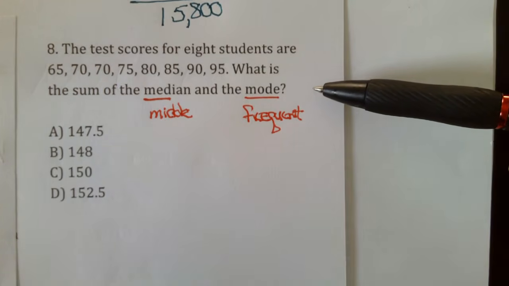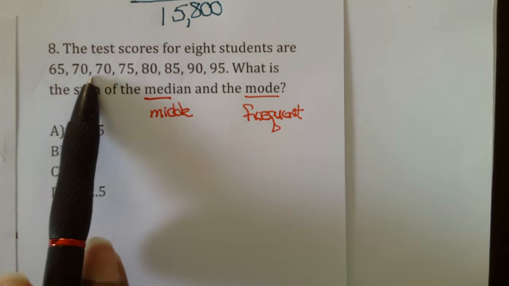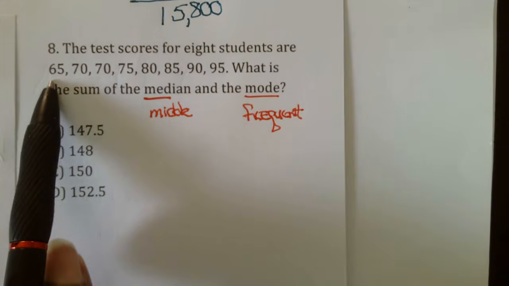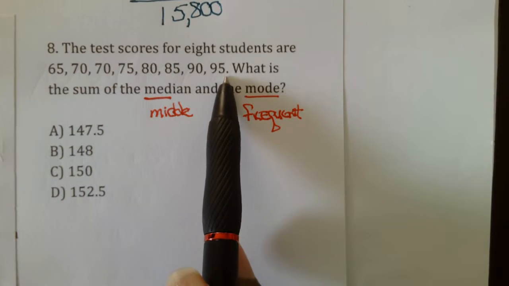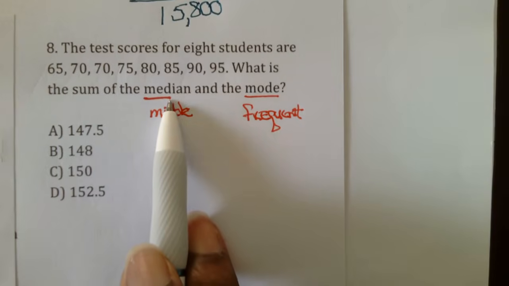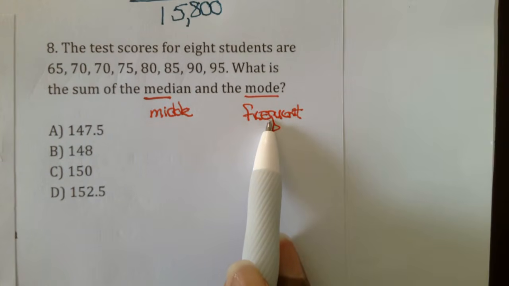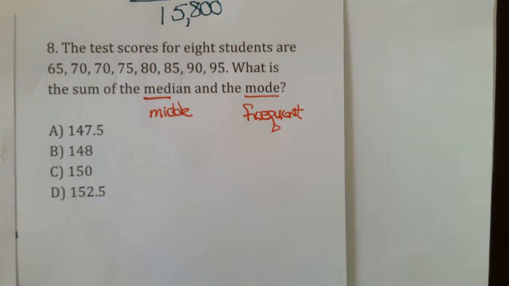Okay, so we're breaking things down step by step. So first, are my numbers in numerical order? So I'm looking at 65, 70, 75, 80, 85, 90, 95. They're in order. Yes. Okay, I appreciate that. Thank you, A-Rob. So now, we want to find the median and the mode. In this case, the mode is the easiest one. Which one is repeating the most?